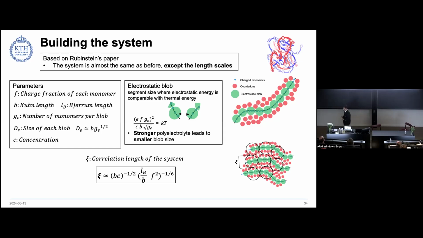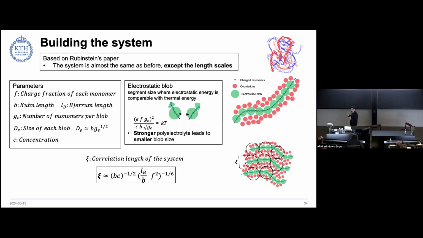The electrostatic blob size is defined as follows: if we consider a segment of a polyelectrolyte interacting with exactly the same segment of another polyelectrolyte, when the electrostatic energy is comparable with the thermal energy in the system, this is the blob size. And when you have a stronger polyelectrolyte, you have a smaller blob size because you have more concentrated charges on the polymer.